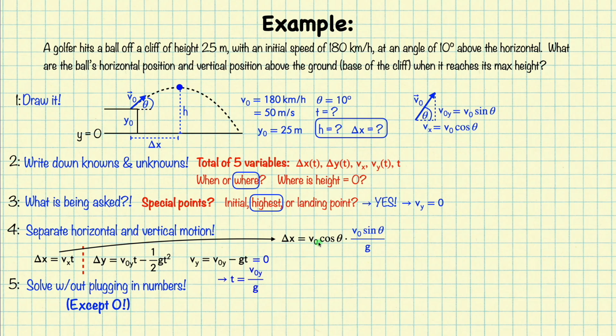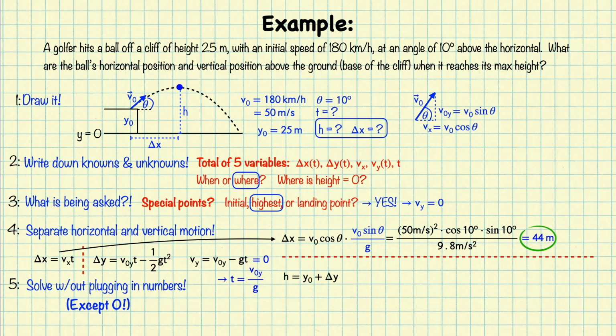Before I do that, notice that we have a V0 here multiplied by a V0 here. So this whole thing is actually going to have a V0 squared. So plugging in our numbers, making sure that our units are consistent, we get that the x position at the point where the ball reaches its maximum height is 44 meters. Now that we found the x position, we have to find the y position. But be careful, we're being asked the height above the ground.